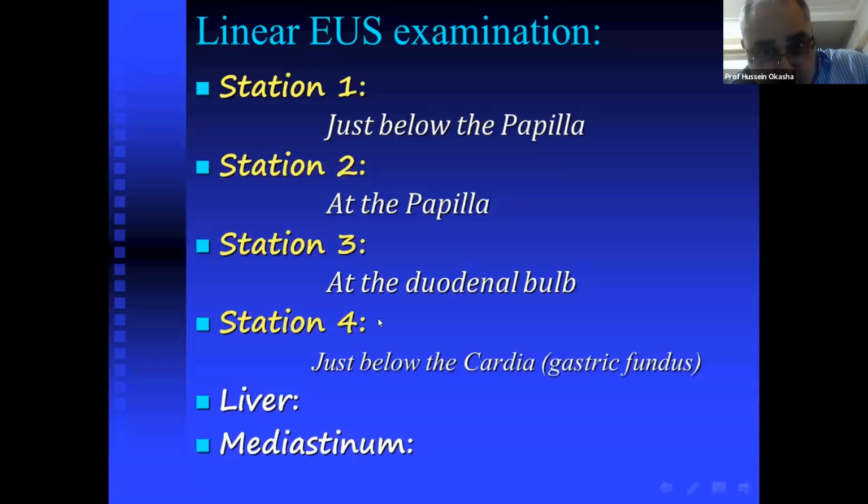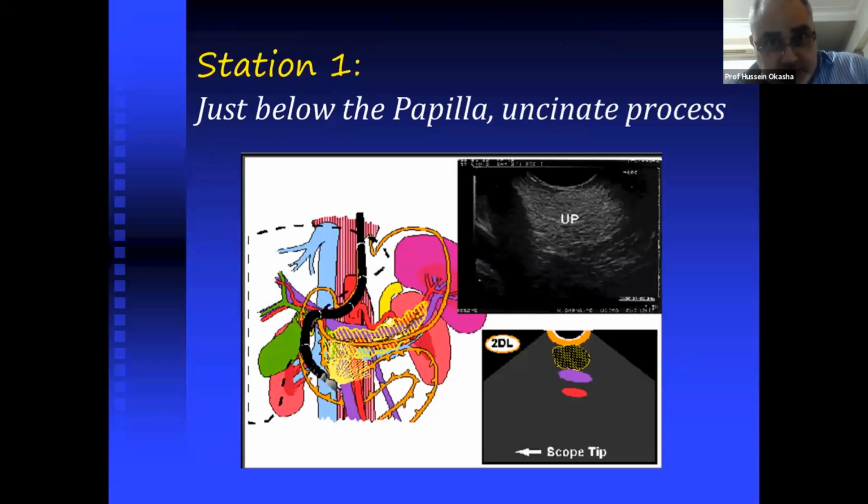Some prefer to start studying the pancreas from below the cardia, and then go to the endoscopic picture and go to the bulb of the duodenum and study the pancreas from the bulb, and then go to the endoscopic picture again and go to the second part to study stations 1 and 2. Both methods are right, and I think the best method for examination is the way you are used to do and the way you are perfecting. I am used to study the pancreatico-biliary system from below upward.